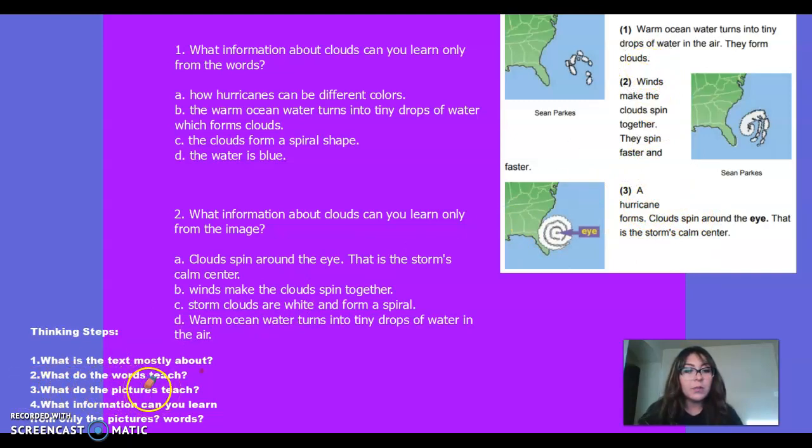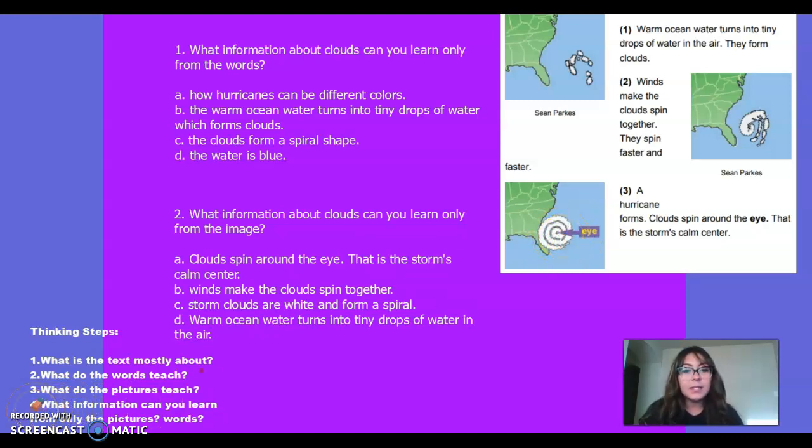Step number 3, what do the pictures teach me? Here in this page, I have 3 pictures or 3 diagrams. In each of them, I can see different details. In the first picture, I can see clouds are starting to form. In the second one, I can see that those clouds are starting to get bigger and they're starting to go kind of like in a circular motion. And then the last one, I see an arrow that says eye, and it's pointing to the center of the hurricane's eye, or the eye of the storm.